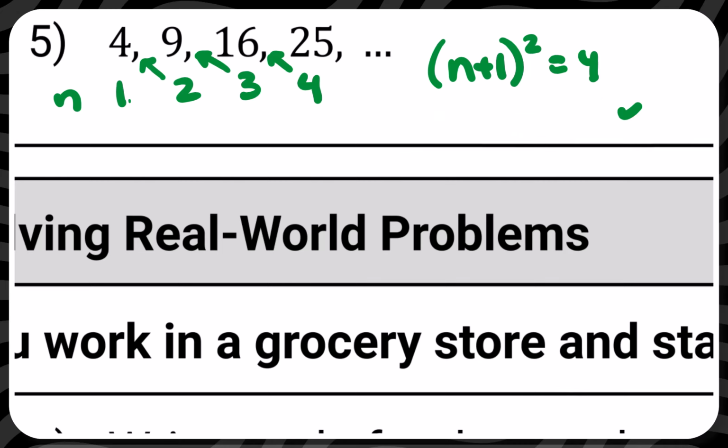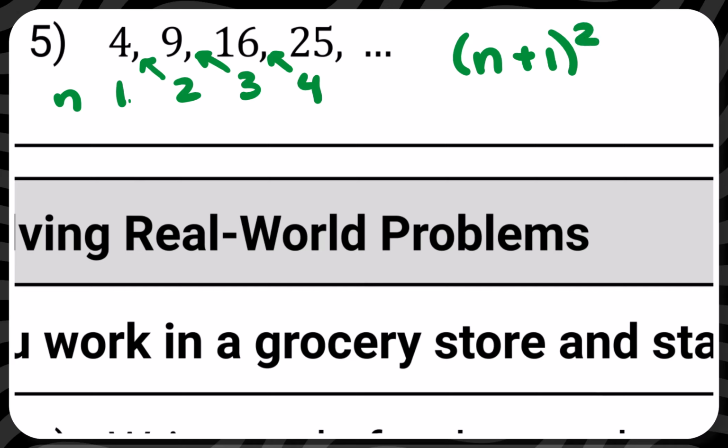I got it. Okay, so you have to be a little bit clever here. It's not straight up n squared. You have to take that n and add 1 to it, and then you square it. So that is your final pattern.